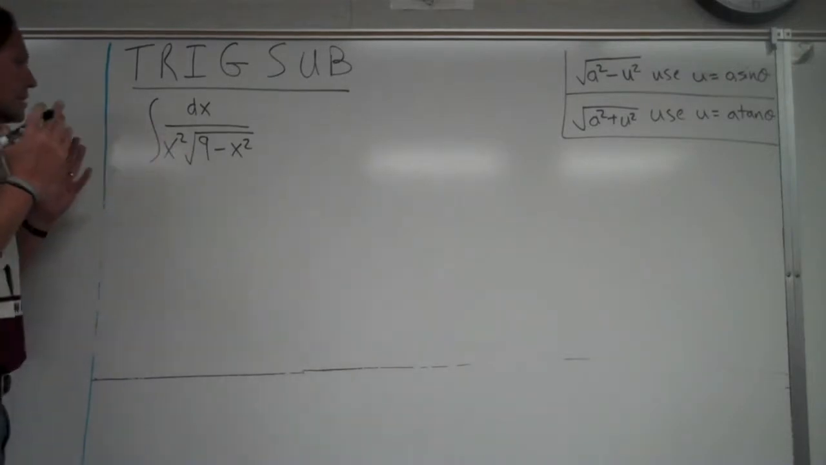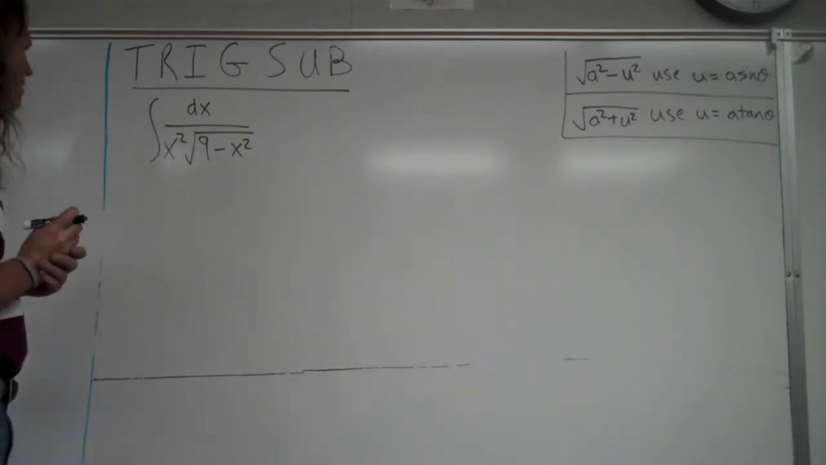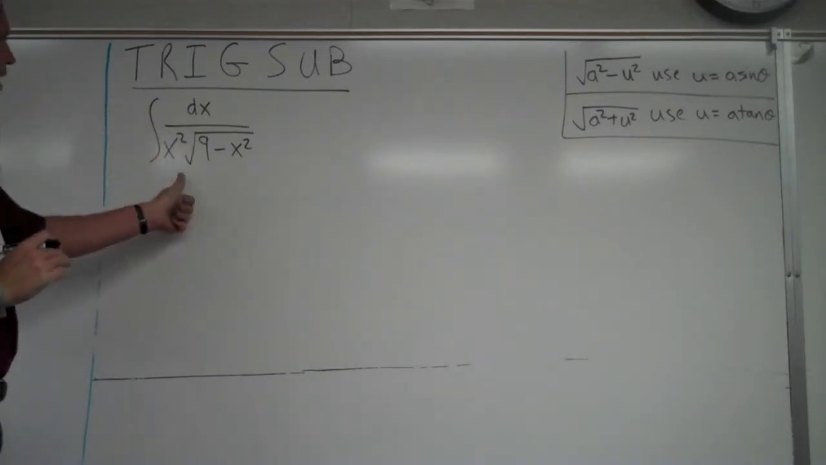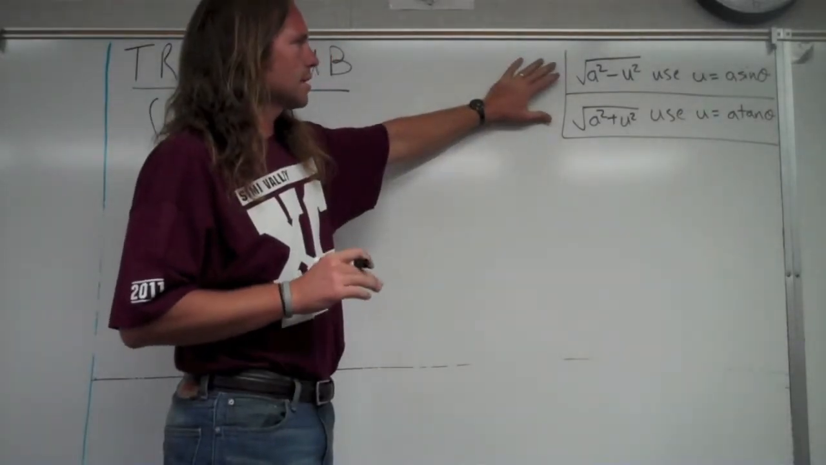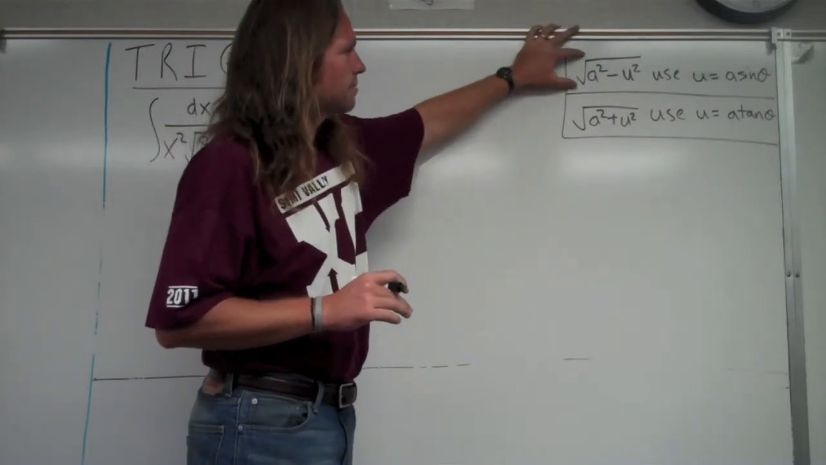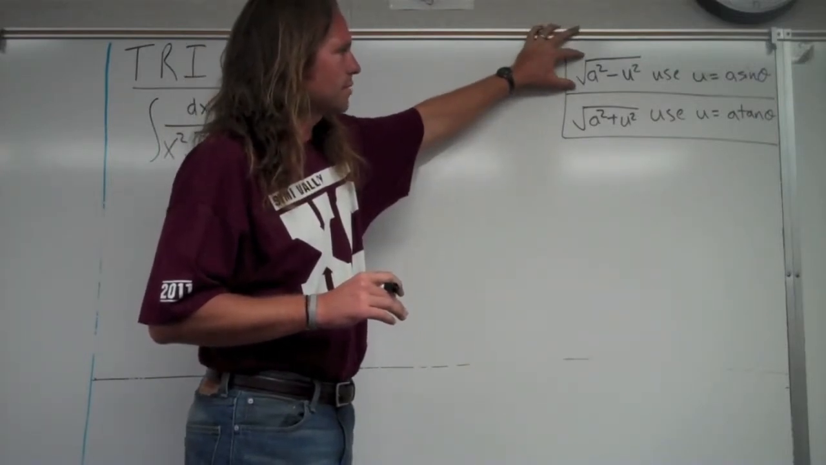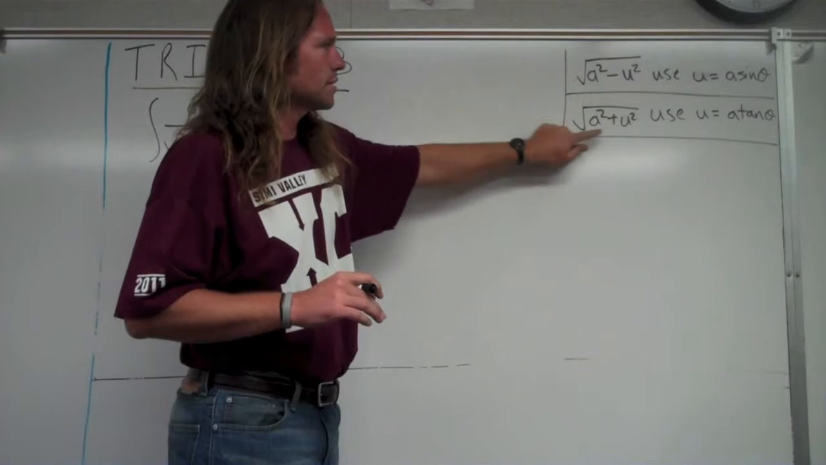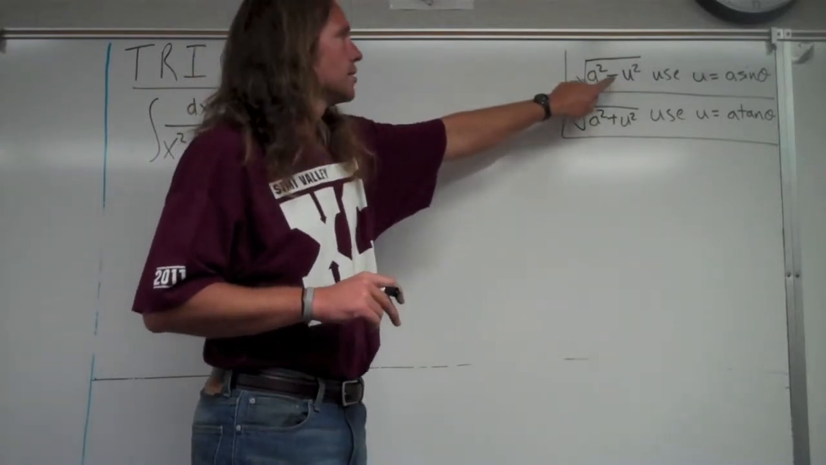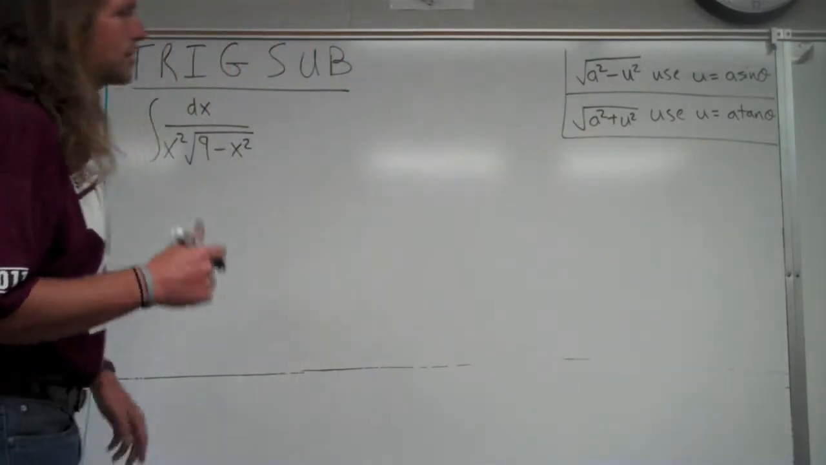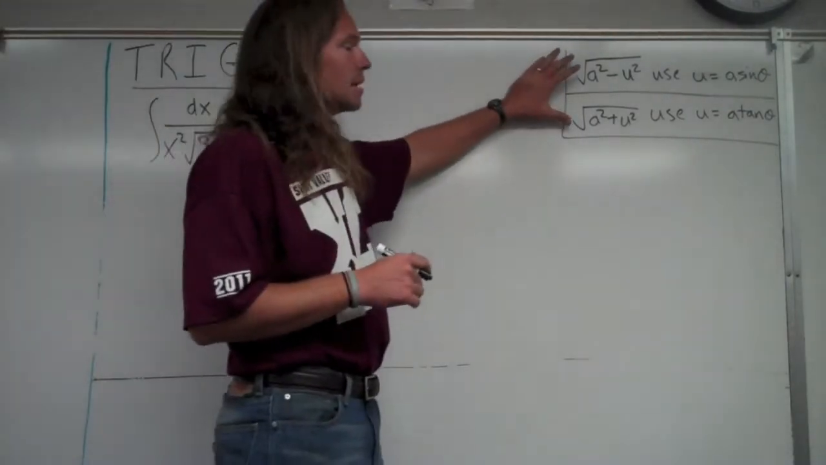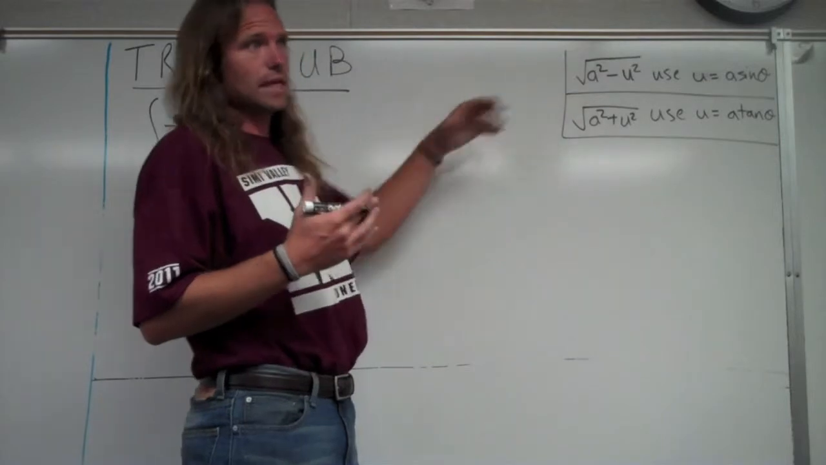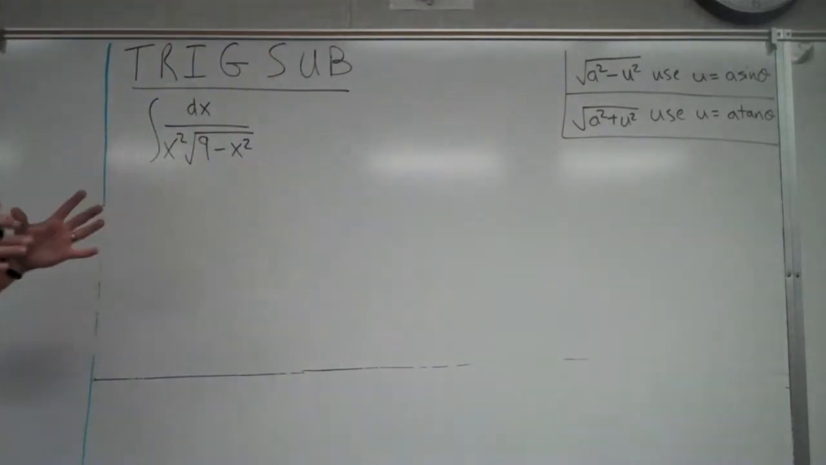So trig subs are a technique of integration. I'm only going to show two of the ways. There's another way using secant theta, but I'm going to show you two of them. If you see something in the problem with the square root of a squared minus u squared, or the square root of a squared plus u squared, where a is a constant and u is a variable, trig sub can a lot of the time work out really well. Now if you see this in the problem, but there's something else that's easier to use, like u sub, use that, because trig sub, as you'll see, is a little bit lengthier.